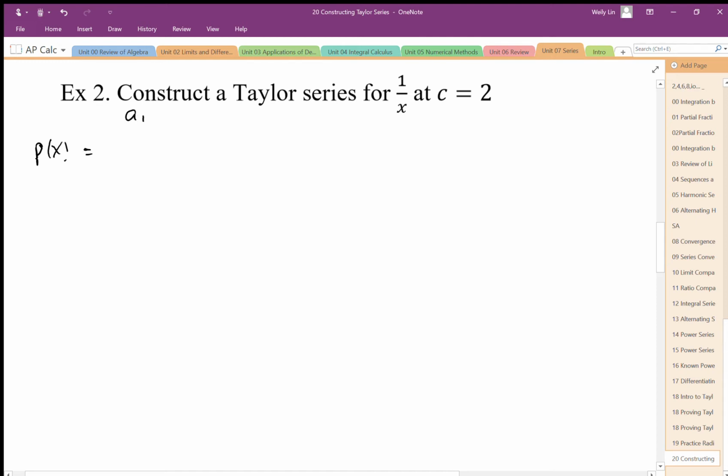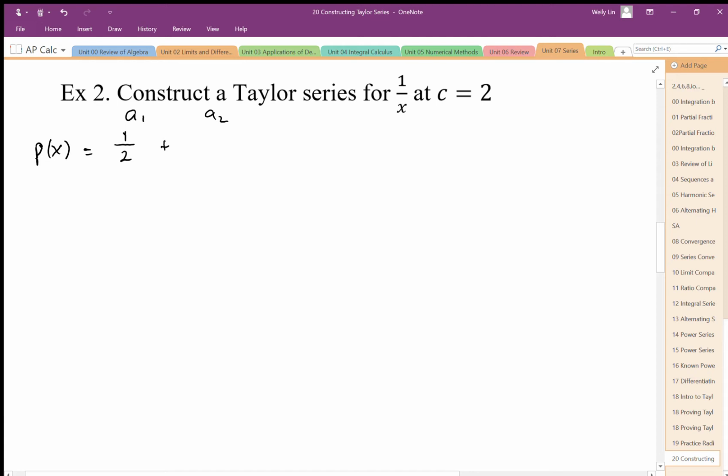So I'm going to take the function evaluated at c, so it's going to be 1 over 2. Okay, so that's going to be my a1 function. So plus my a2.